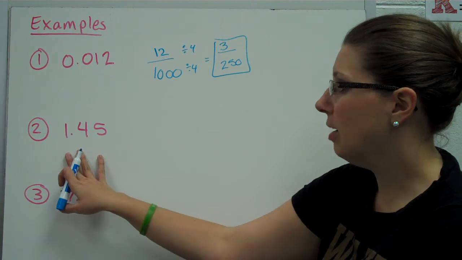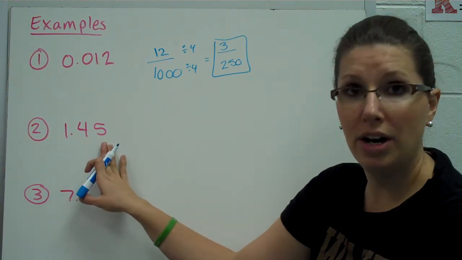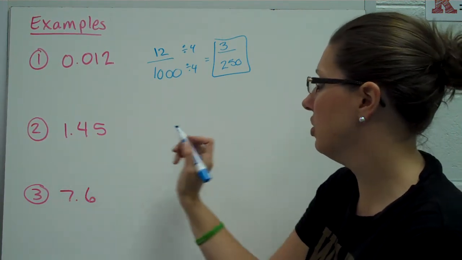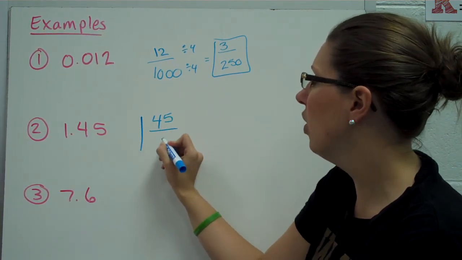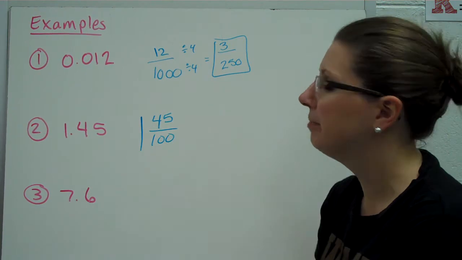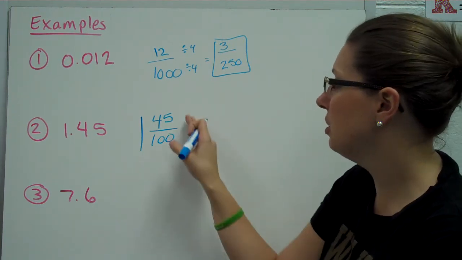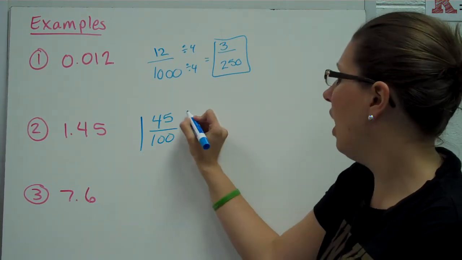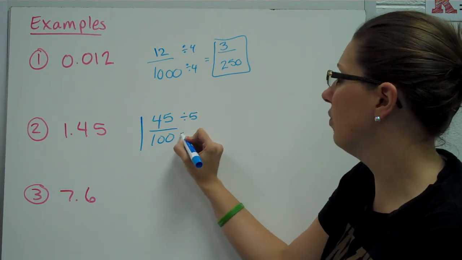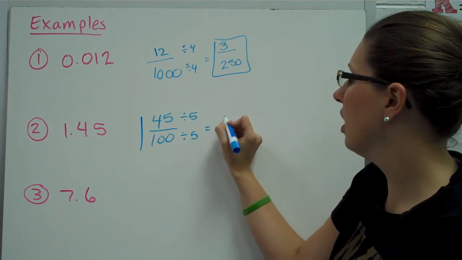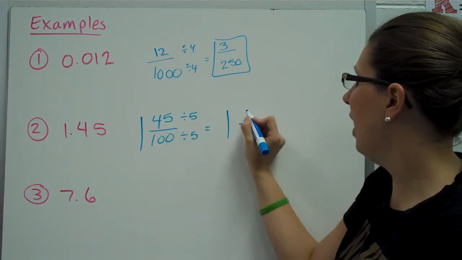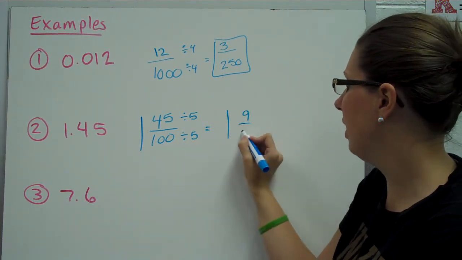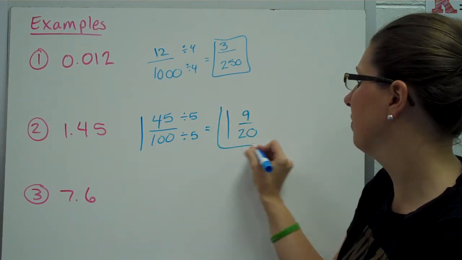When I change this number, 1 and 45 hundredths, to a fraction, it's going to become a mixed number, 1 and 45 over 100. Then I just reduce the 45 hundredths part. I know that 5 goes into 45 and 100. Don't forget your whole number. 45 divided by 5 is 9. 100 divided by 5 is 20.